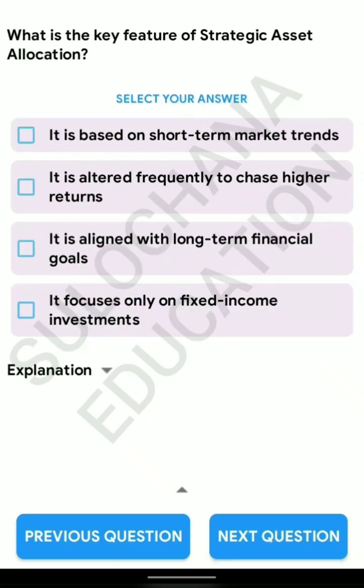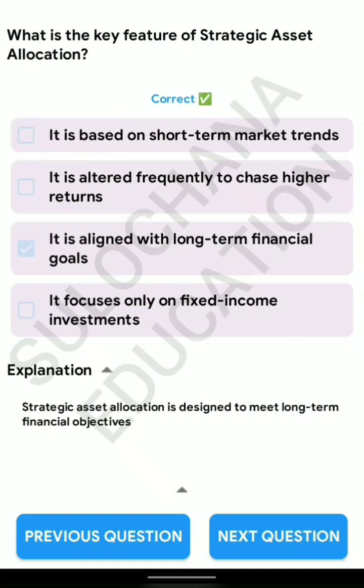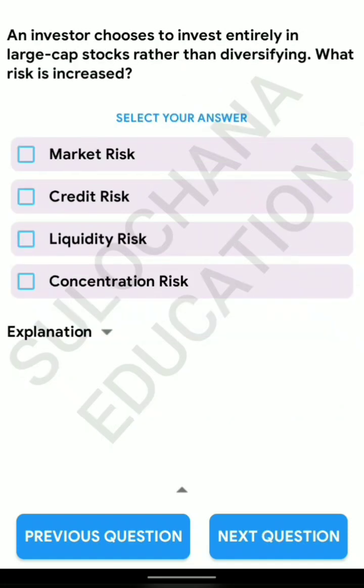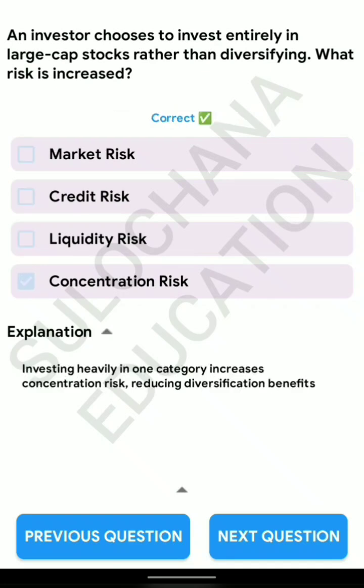What is the key feature of strategic asset allocation? And the correct answer is C. It is aligned with long-term financial goals. An investor chooses to invest entirely in large cap stocks rather than diversifying. What risk is increased? Options are D. Concentration risk.